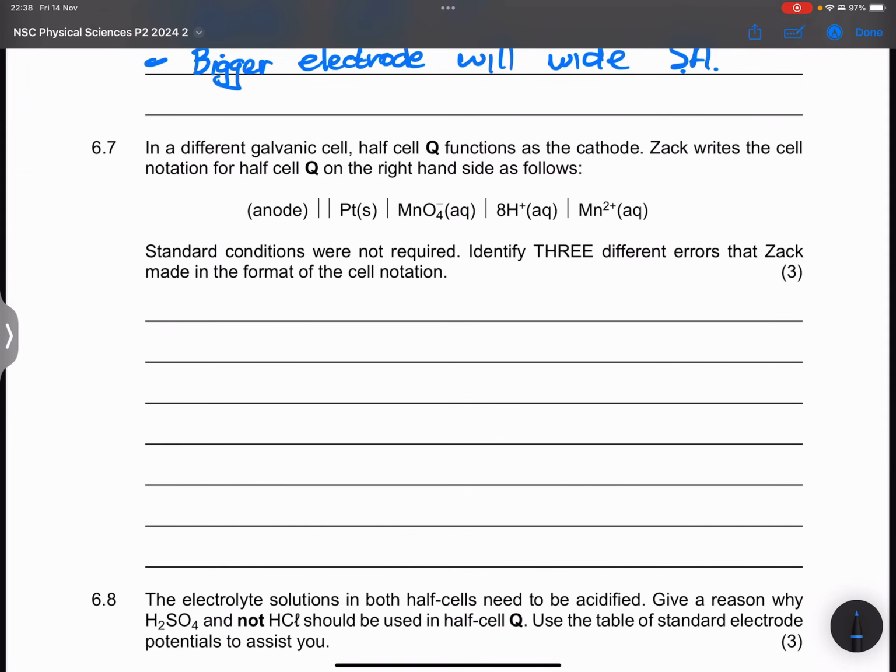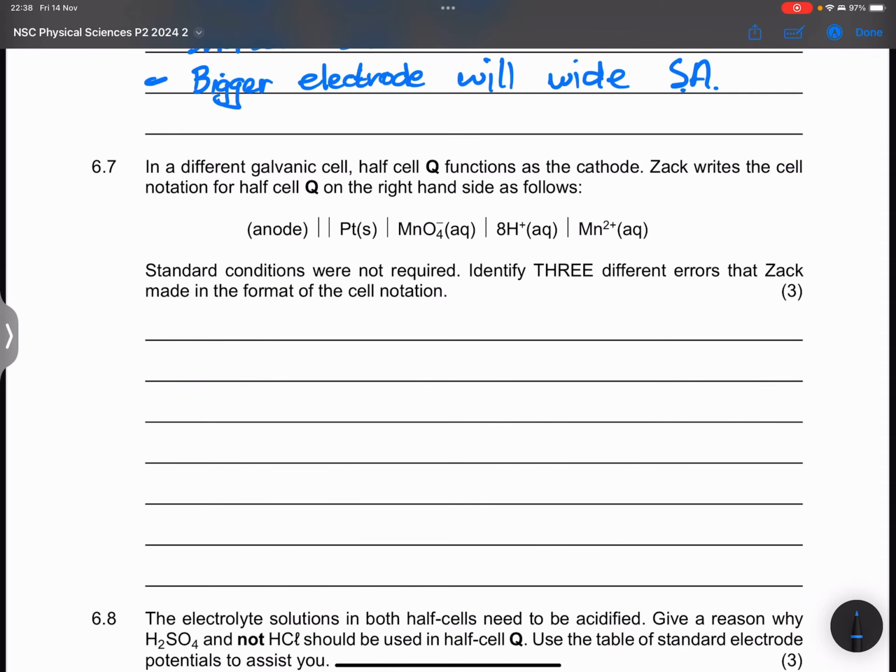They say to us, in a different galvanic cell, half cell Q functions as the cathode. Zach writes the cell notation for the half cell on the right hand side as follows. Okay, so it gives us anode on the right hand side. Whoa, okay, that's a lot of things. They say standard conditions were not required. Identify 3 different errors that Zach made in the format of the cell notation. Right, so let's start here.